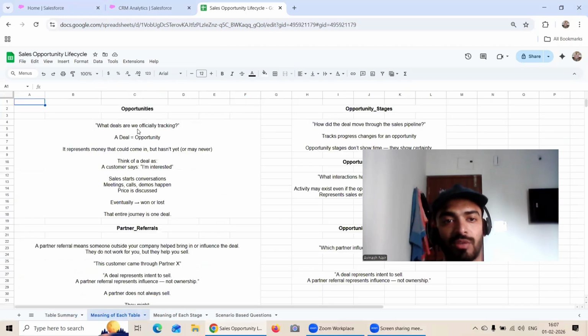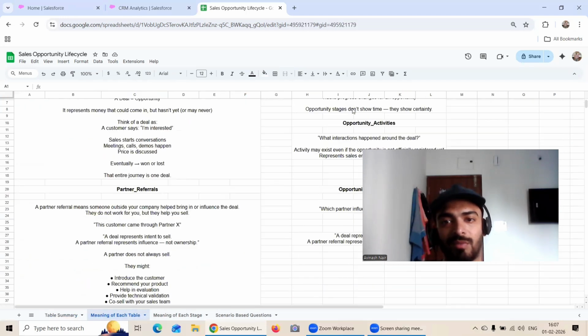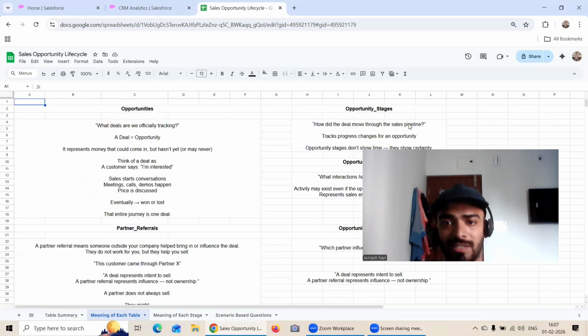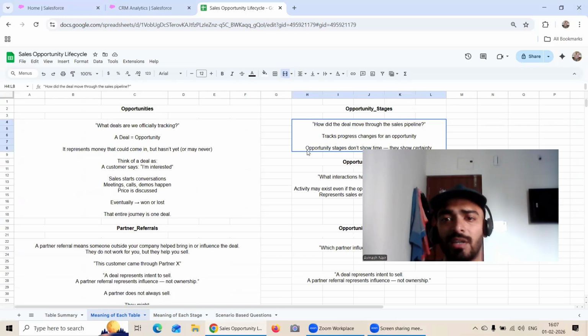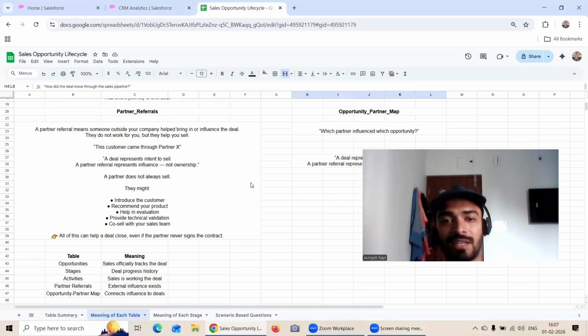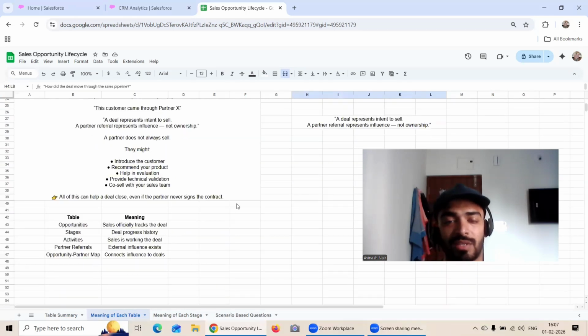I explained the meaning of each of these tables: opportunity, opportunity stage, opportunity activities, opportunity partner. This is an overview. Opportunity is just tracking the deal, tracking the sales. Stages is the deal progress history. You can remember it as how the deal is progressing. It doesn't show time. It shows certainty, how certain the customer is. Activities is a kind of interaction, how the deal is being worked.